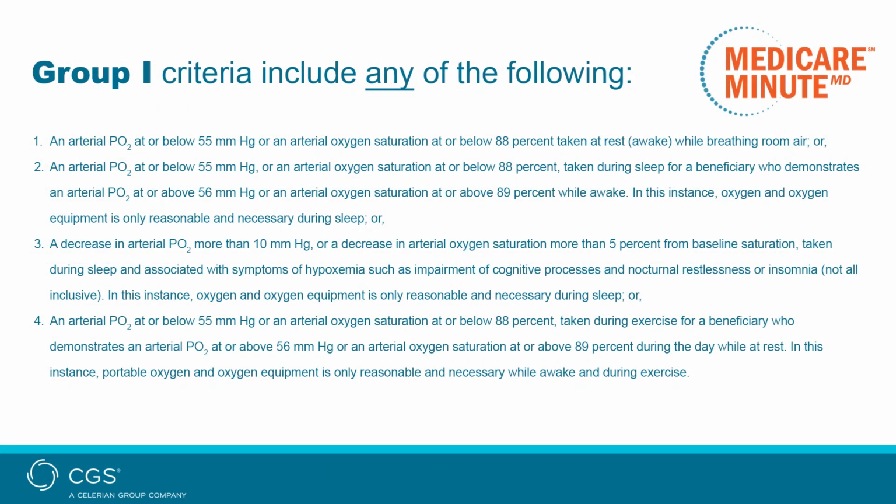Reflective of these coverage changes, the DME MAC's Oxygen and Oxygen Equipment LCD divides patients into 4 groups for initial coverage based on their condition and their blood gas results. These groups are shown on your screen now. In this first slide, Group 1 is very similar to the old NCD and LCD. Oxygen is still covered for an arterial PO2 at or below 55 or an arterial oxygen saturation at or below 88%, taken at rest while breathing room air.